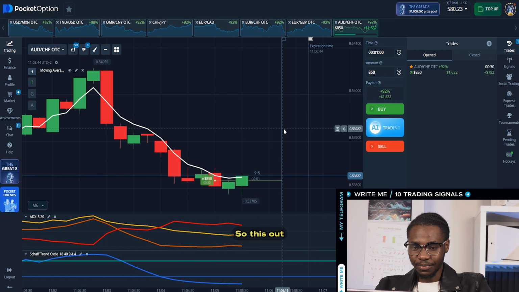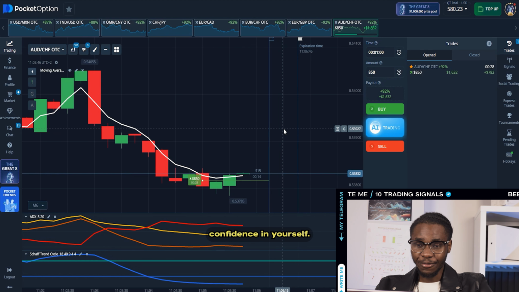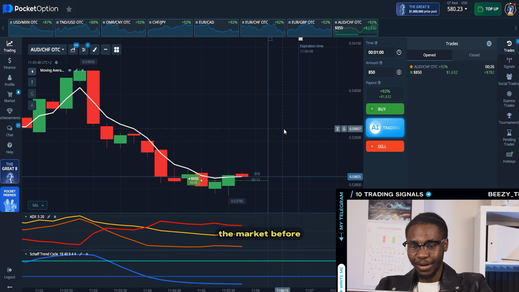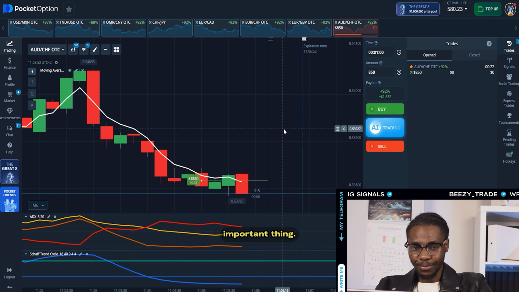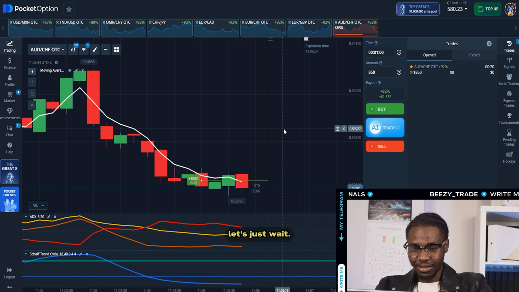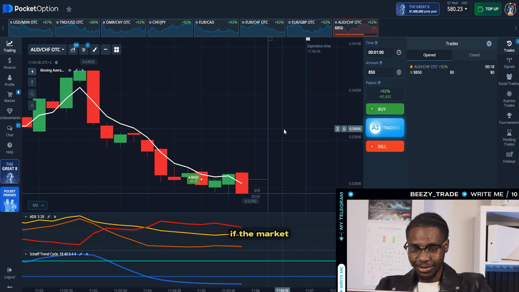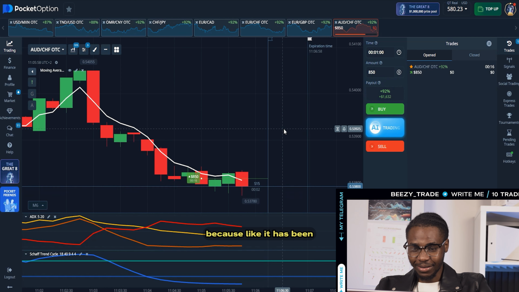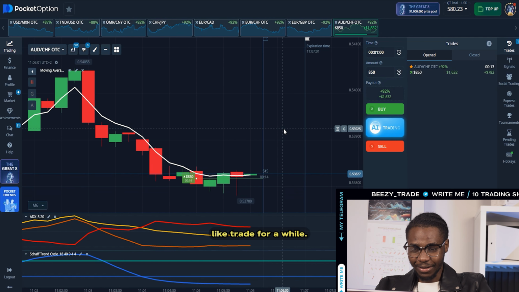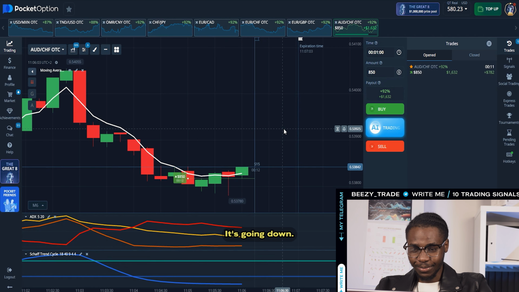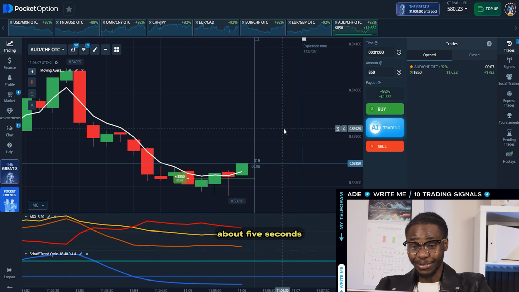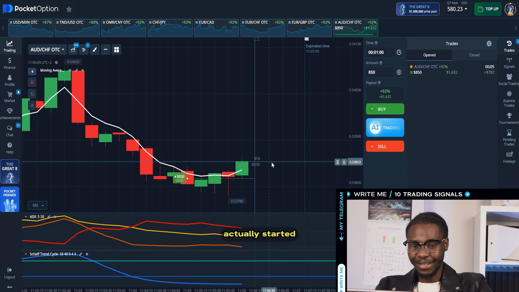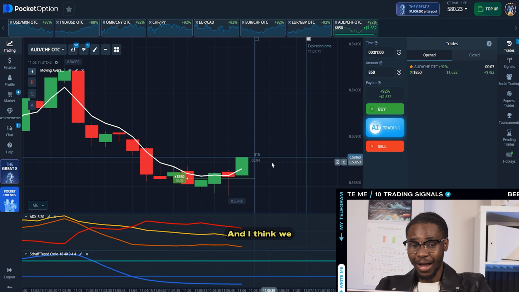At some point, it just needs to go up. That's how it's supposed to be. Just have confidence in yourself, and also analyze the market before you start trading, that's the most important thing. But right now, let's just wait. I don't know if the market is going to mess us up, because it has been red for a while. It's going down, but we can wait because we still have about 5 seconds remaining, and it has started going up, and I think we are lucky.